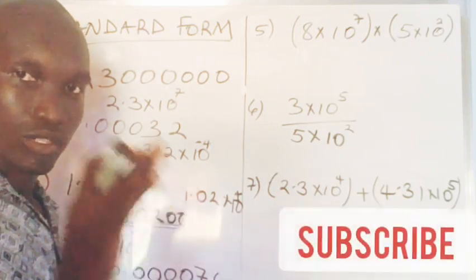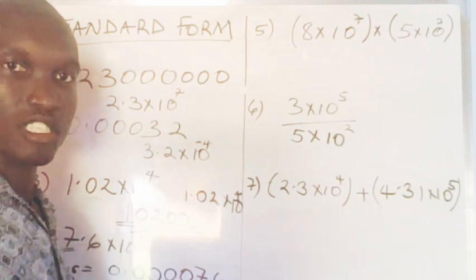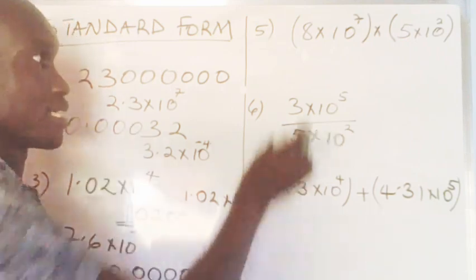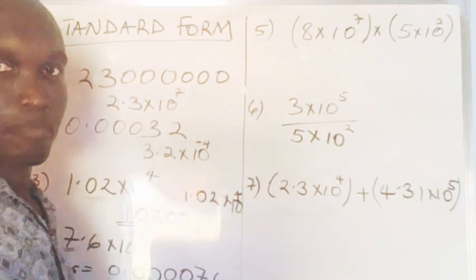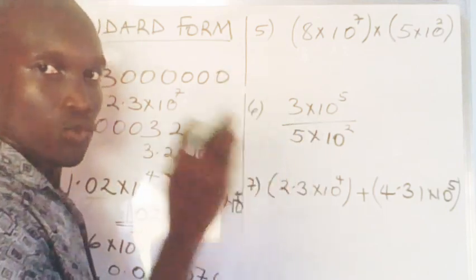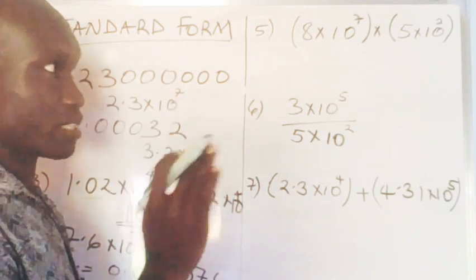If it is division, we're going to subtract the powers. That's the only difference between multiplication and division. And in this case, we are multiplying numbers in standard form, so we are going to add the powers. The natural numbers, the whole numbers, we just multiply them the way they are.